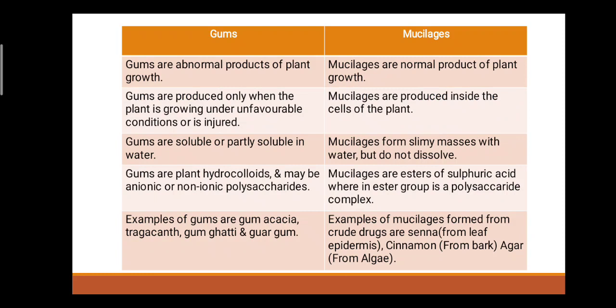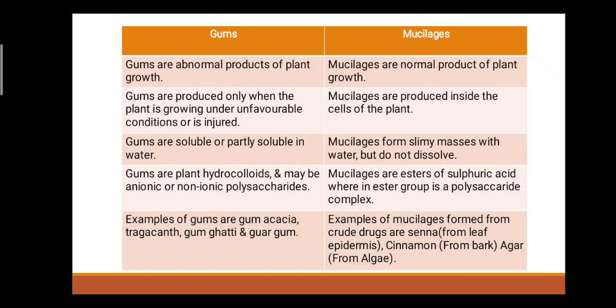Then next point, difference between gums and mucilage. In that first point, gums are abnormal products of plant growth. Mucilages are normal products of plant growth. Second point, gums are produced only when the plant is growing under unfavorable conditions or is injured, and mucilages are produced inside the cells of the plant.